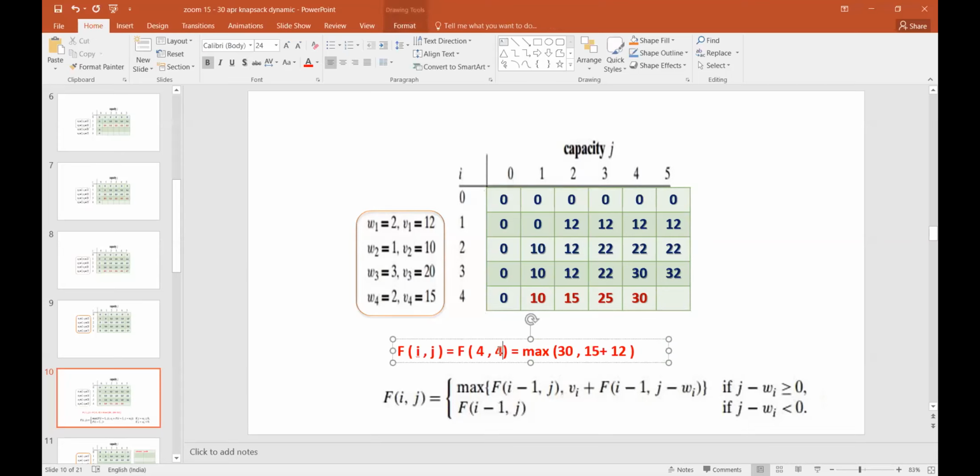Next 4 comma 5. So I will take this 32 as it is. It is the previous row entry. Then 15 plus, it remains common because the value of I is 15. Then this I minus 1 is 3. J becomes 5. This wi remains 2 as it is. So 5 minus 2 is 3. So 3 comma 3. What is in 3 comma 3? It is 22. 22 plus 15. So 32 is greater or 22 plus 15 is greater? 22 plus 15 is how much? 37. So it is greater now.